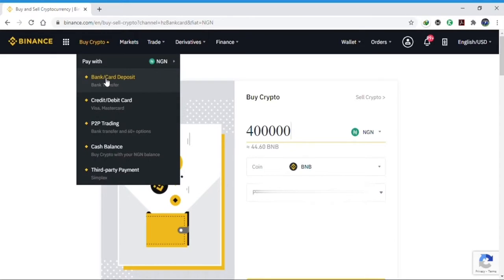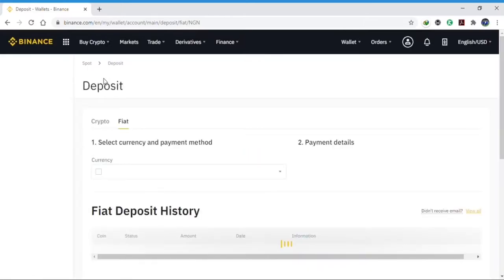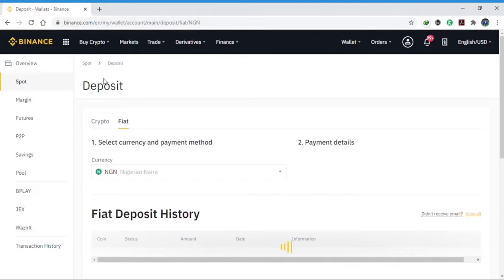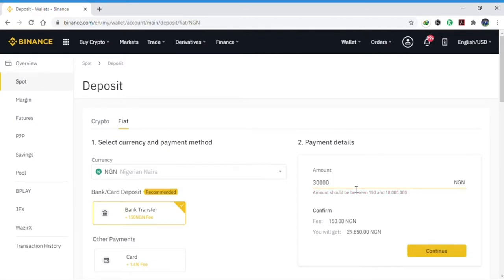Flutterwave is the payment gateway, and they are doing well with Binance. So apparently, this is the easiest way. You can deposit up to 18 million naira in a day on Binance with this method. You can see card has a 1.4 percent fee, bank transfer is just 300 naira per transaction, and you can see the limit there, up to 18 million in a day.